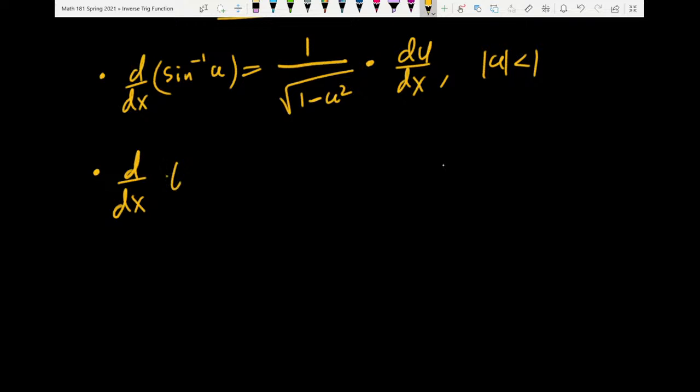The other one is, what's the derivative of tangent inverse of u? 1 over 1 plus u squared times du/dx.